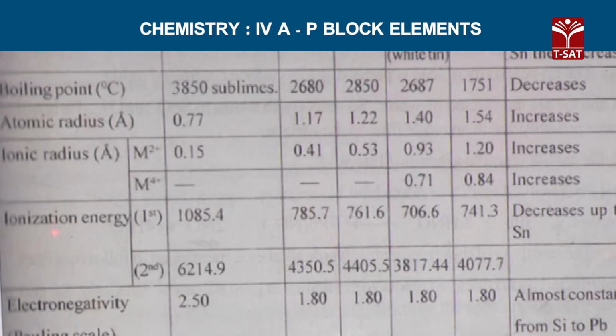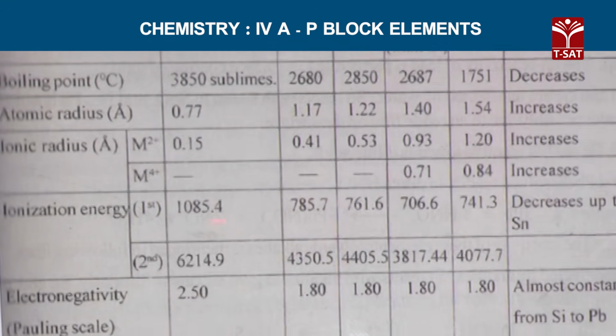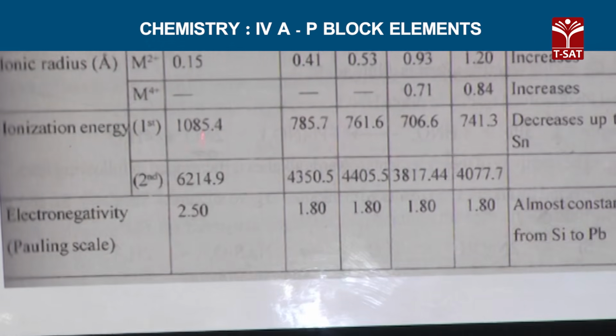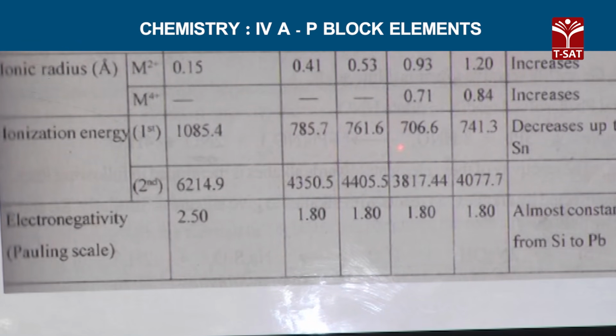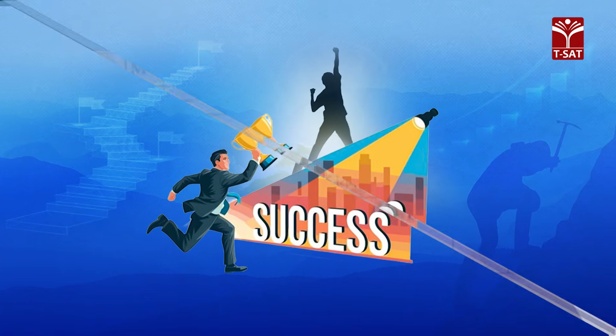Coming to ionization potential values, carbon has the highest first as well as second IP values. The IP values decrease from carbon to tin, and in case of lead there is a slight increase in the value. Electronegativity values: carbon has an electronegativity of 2.5 and the rest of the elements have a constant value of 1.8. Therefore, not much variation is there. From carbon to other elements there is a decrease in the value, but in case of silicon, germanium, tin and lead it is a constant value of 1.8.